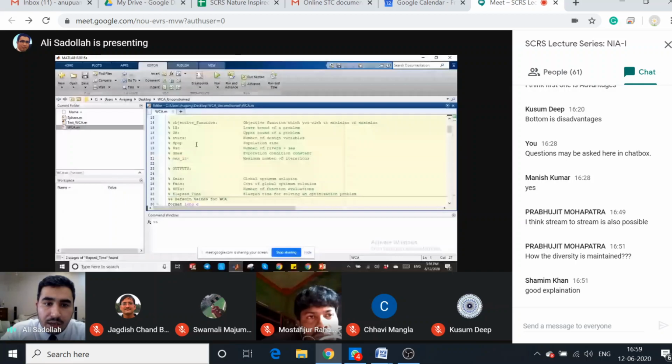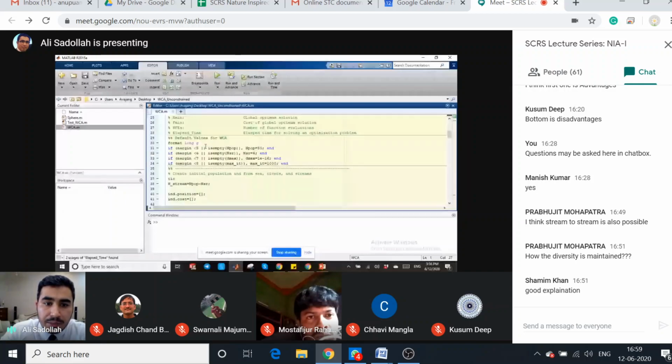So in this case, I made some defaults here. For example, if you don't choose the number of populations, and the number of population is empty, just default it to 50. If the NSR is empty, just default it to 4. If the Dmax is empty, the default is this value. If the maximum iteration is empty, just default to 1000 iterations, something like that.